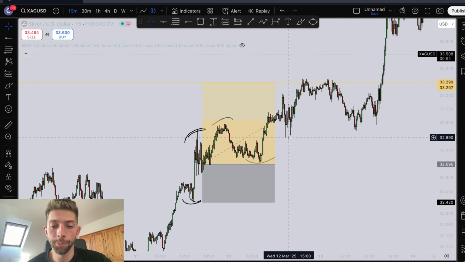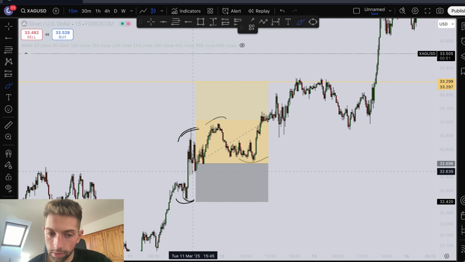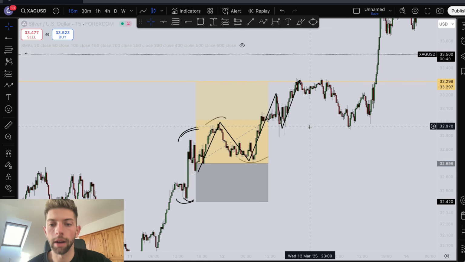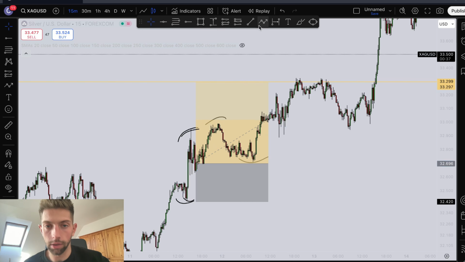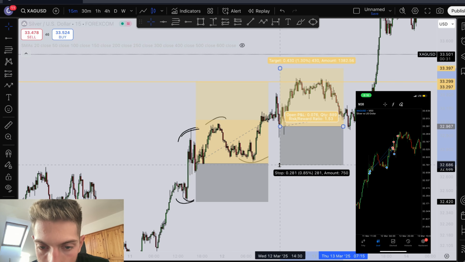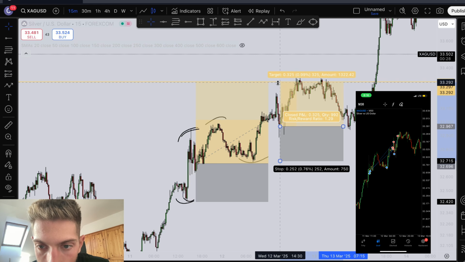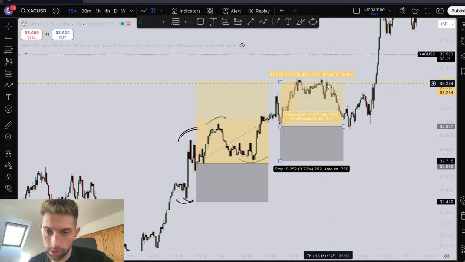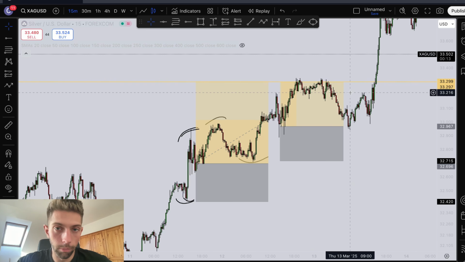Market structure is still being respected on M15 because we are still trending bullish: higher high, higher low, higher high, higher low, higher high. And the other trade was right here. I entered somewhere right here. Stop loss was right here and target was here. So again, I took advantage of knowing price is probably going to hit the negative 27 on H4, which is this yellow line, and I just followed the market structure on lower time frames.